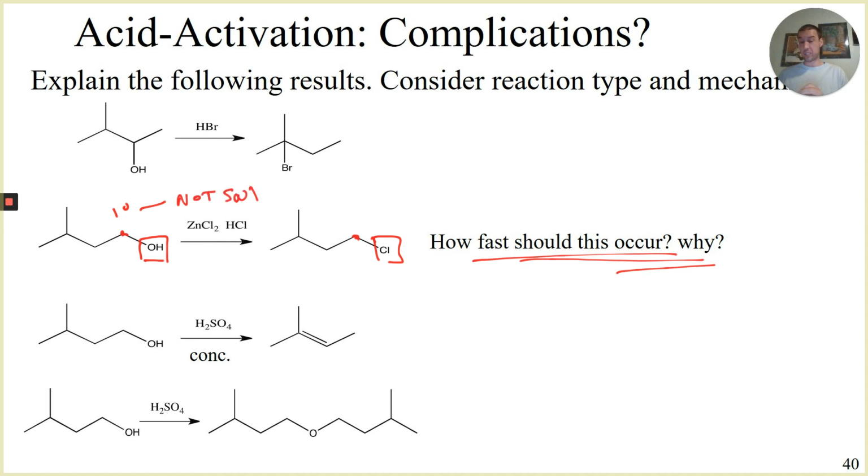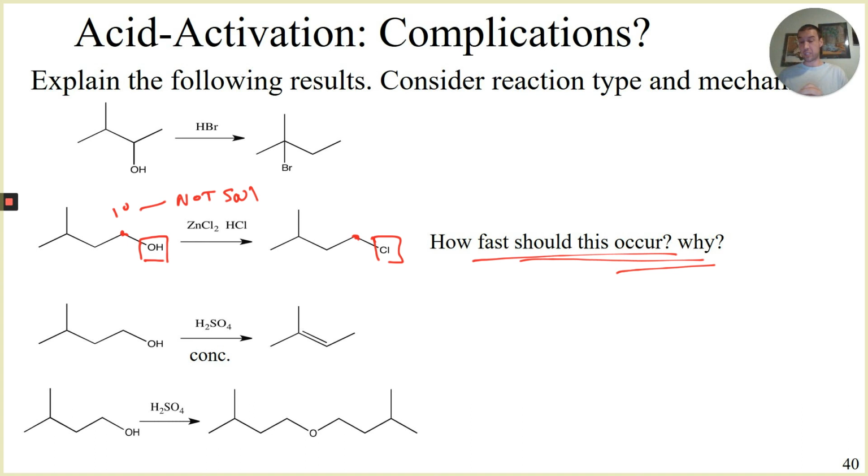Right? So for this reaction to happen, it's going to be slow because the primary substrate can't stabilize a carbocation very well, which means this reaction should be very, very, very slow because the substrate doesn't support the mechanistic style that's being forced upon it because of the reagents.